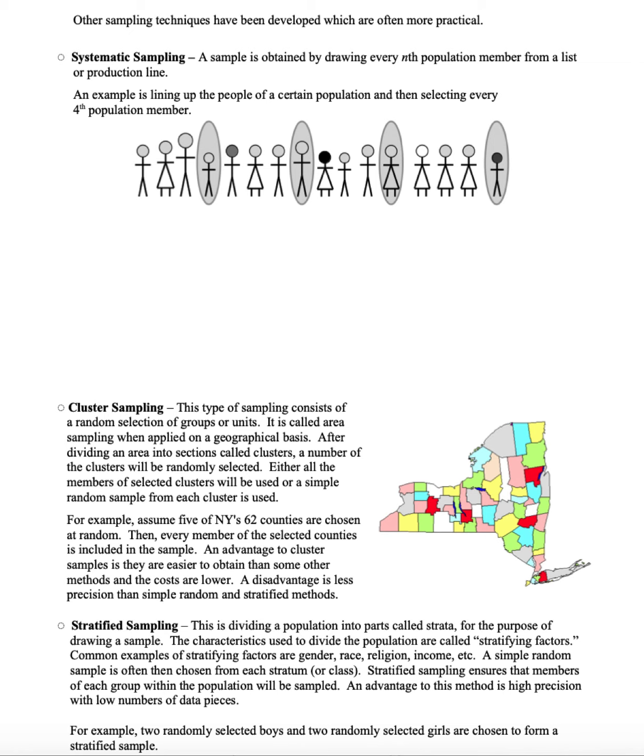For example, let's assume 5 of New York's 62 counties are going to be chosen at random. They could be the ones that are colored in red here. To complete the cluster sampling, either every member of those selected counties would be included in the sample, or you could take a random sample from those counties only and include that in your sample.